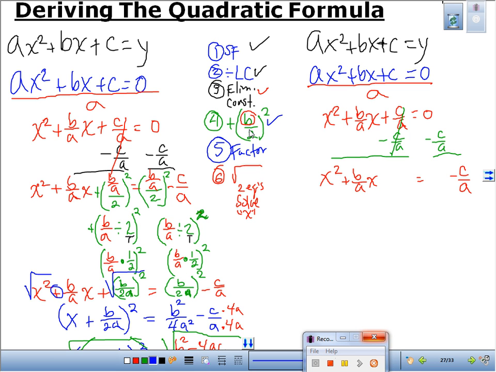Step 4, add B over 2 squared. Pen down really quick. This is where we skip all this, and we go to this part, and we just write plus B over what? 2A squared to each side. B over 2A squared. Copy that, please. And let's continue. So that was step 4.